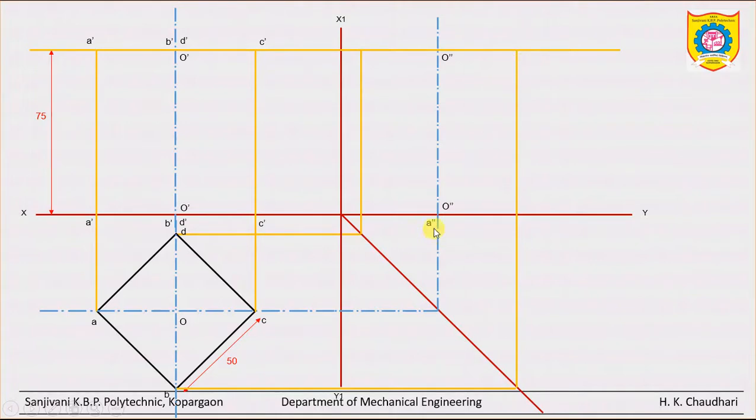Just label the points. Now see, on this center line there will be point A double dash, here B double dash. Just see the respective projections and give the labels. Again it will be C double dash, and D double dash. Similarly on the top face.